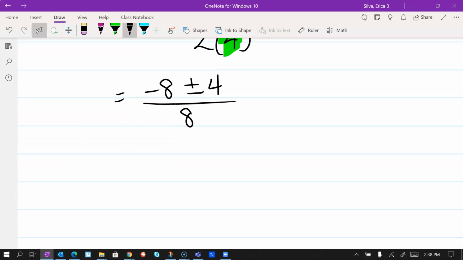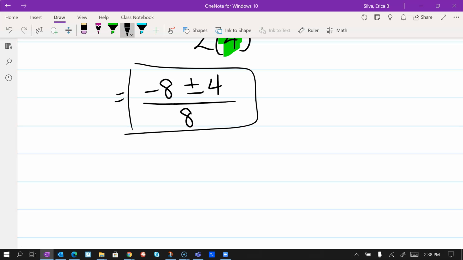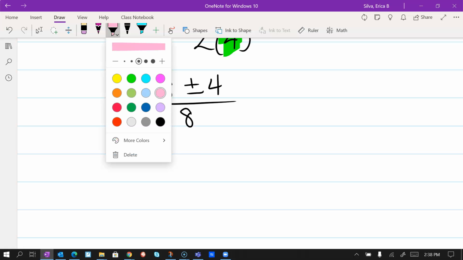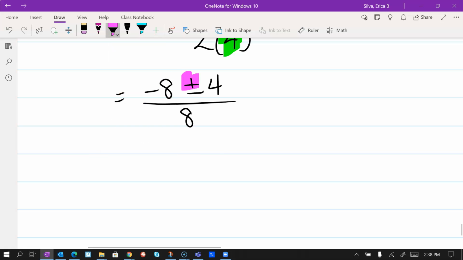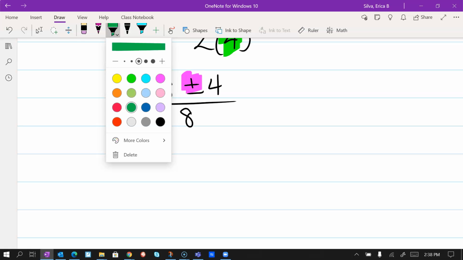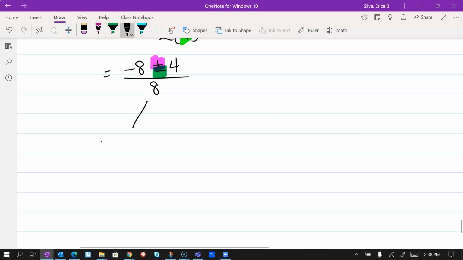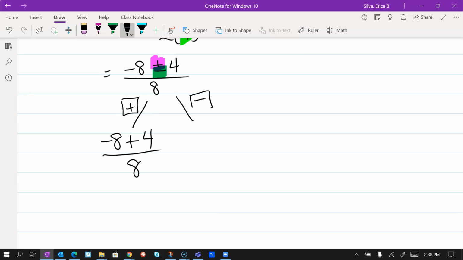Now remember, how many equations do we have here? We have two of them, right? One where we add the 4, and the other one where we subtract the 4. So let's set those up. We've got negative 8 plus 4 divided by 8. And then we do the minus one, where it's negative 8 minus 4 divided by 8.